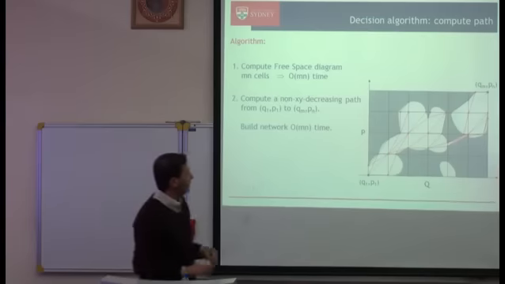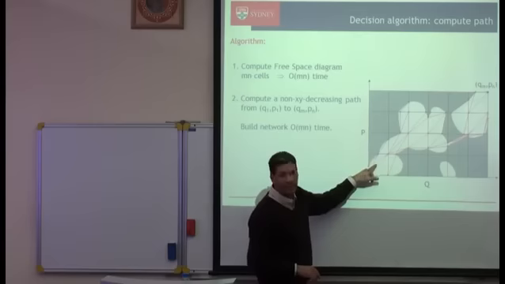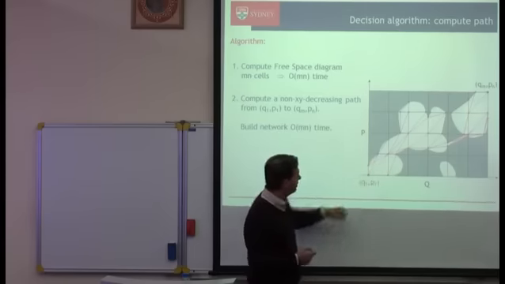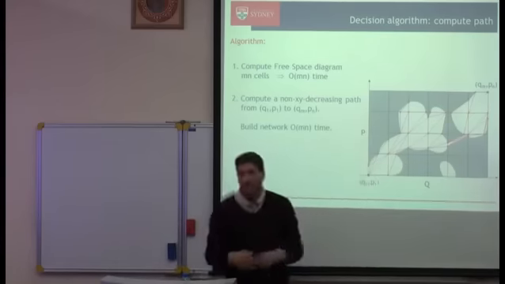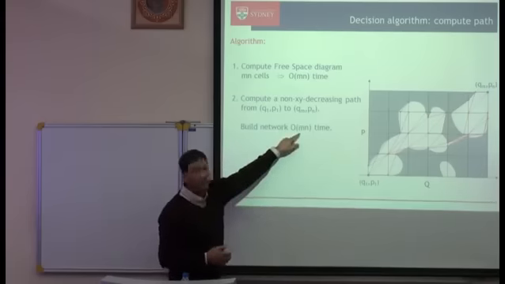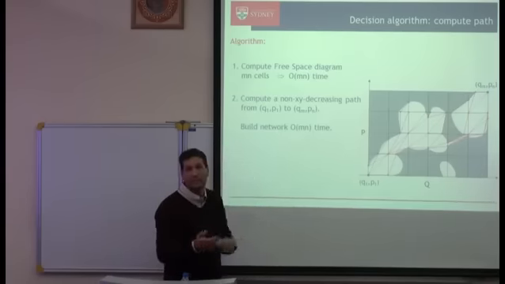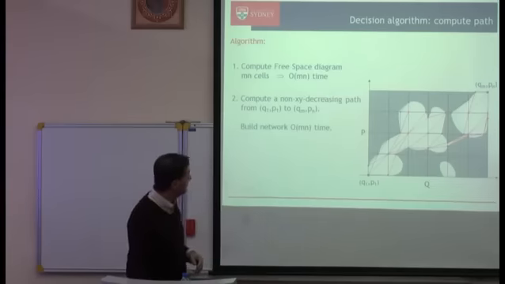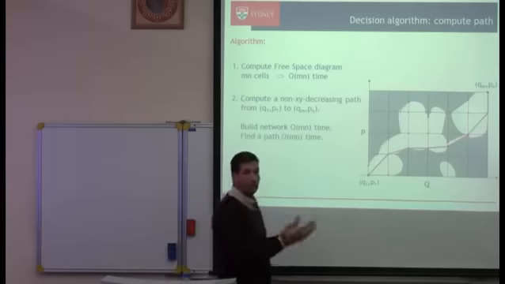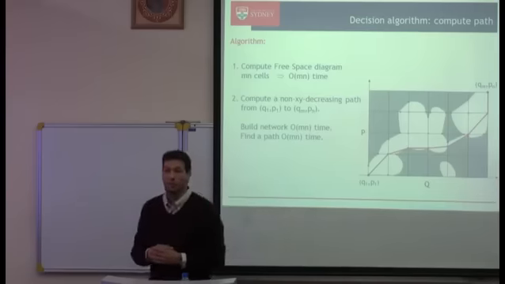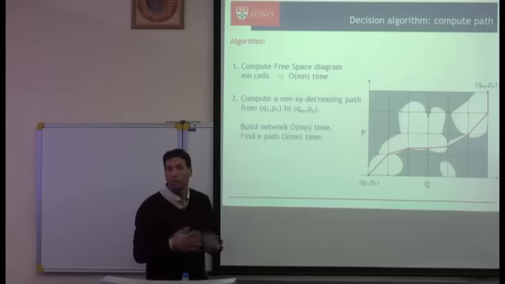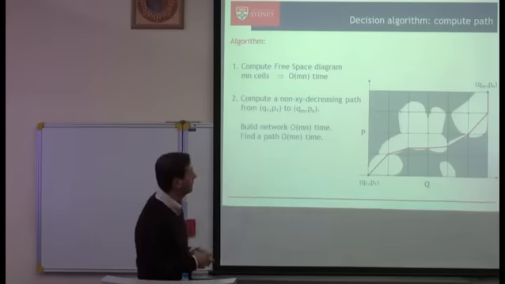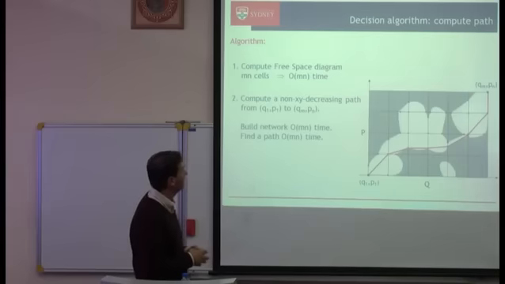So the number of edges in each cell is only constant, right? Because I have at most 8 critical points. And since I have m times n cells, the size of my graph will be m times n. And each edge I can just compute in constant time. And then running breadth first search in this graph will just take me linear time with respect to the size of the graph. So that again will only cost me m times n. Okay? Good.